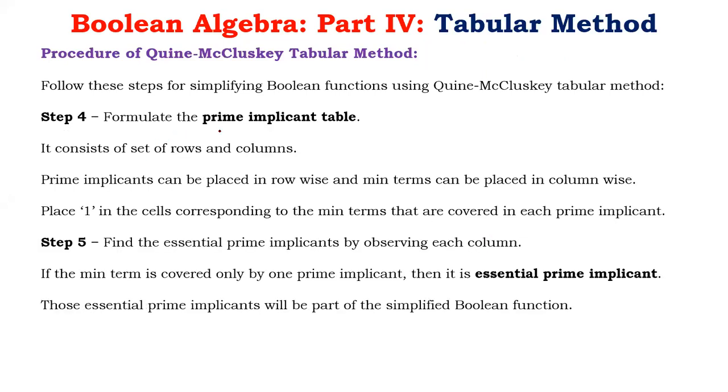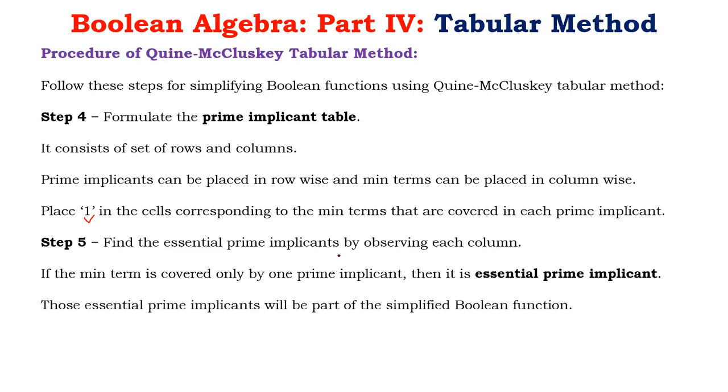Step 4, formulate the prime implicant table. It consists of a set of rows and columns. Prime implicants are placed row-wise and the min terms are placed column-wise. I will give the example in the next slide. Place a 1 or a tick in the cells corresponding to the min terms covered by each prime implicant. I consider the tick mark instead of 1 because many books follow tick marks. Some books use the 1 and some books use tick marks. I follow the tick marks.